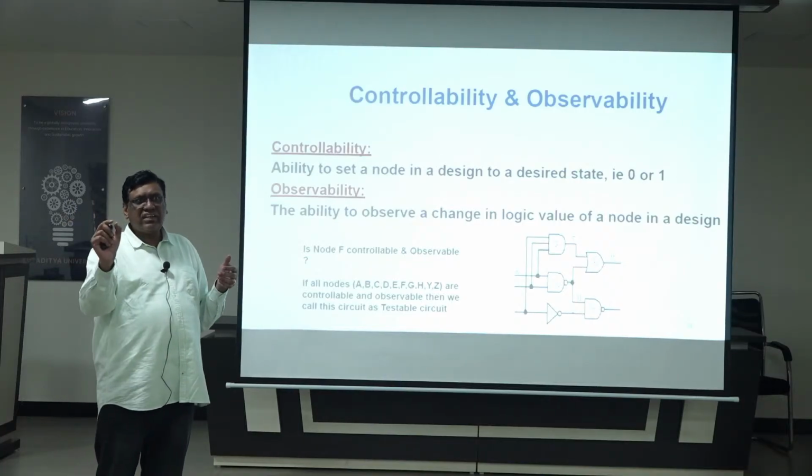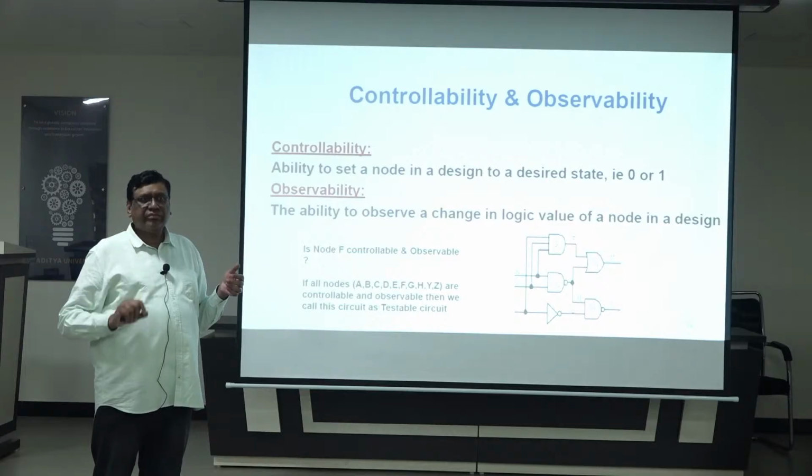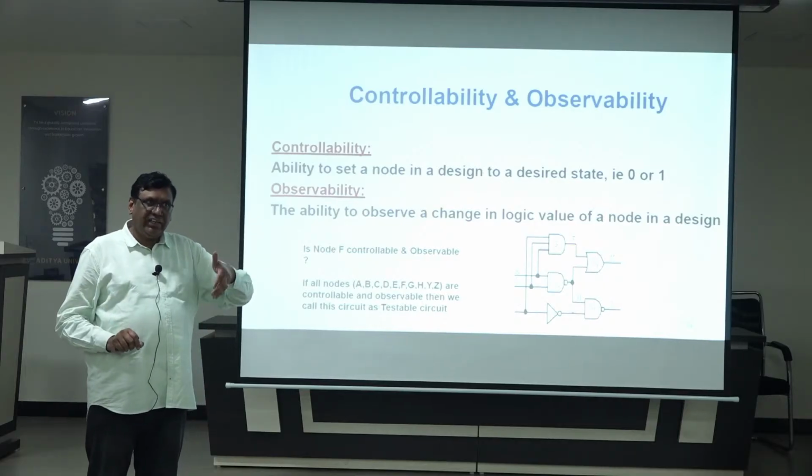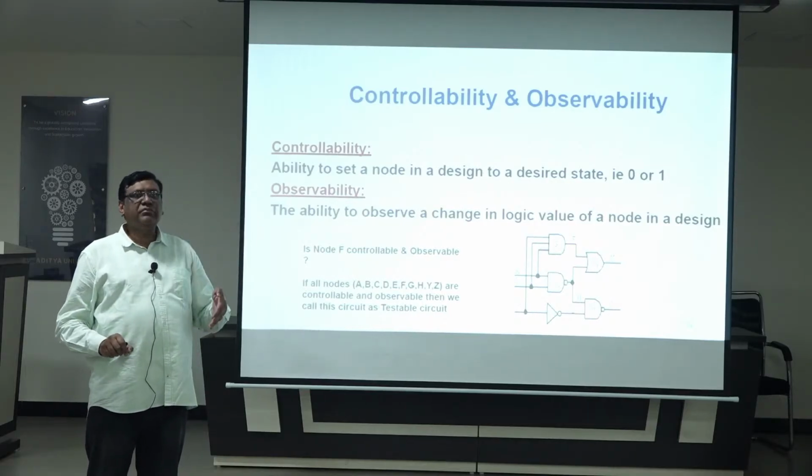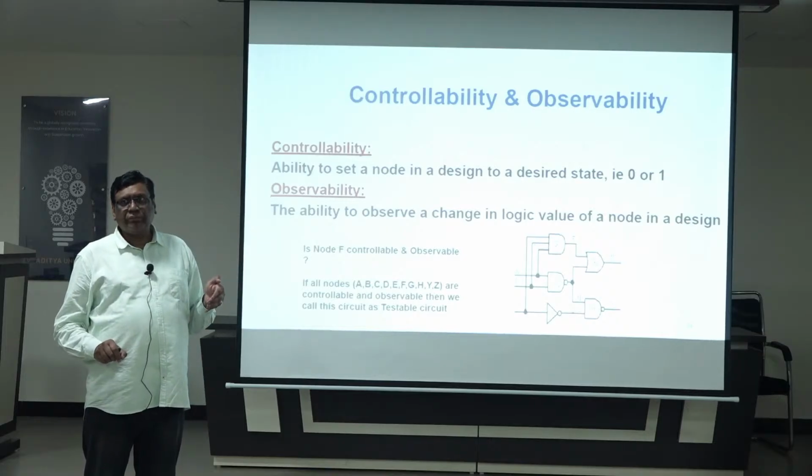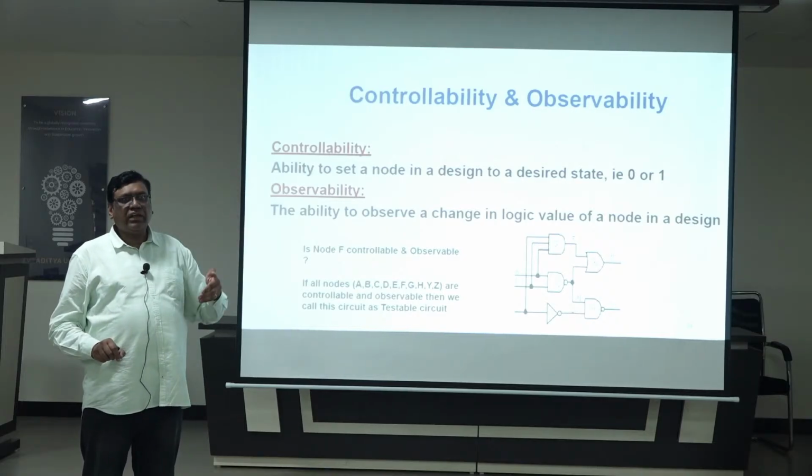So one transistor is there somewhere in between inside the IC. I should be able to set it to one by giving some input pattern onto the input. I have to give an input sequence.